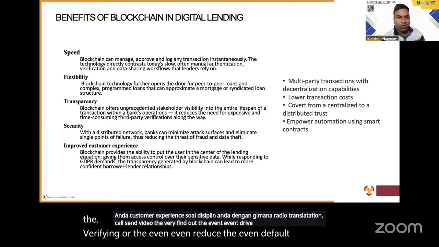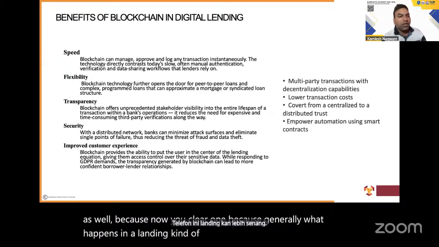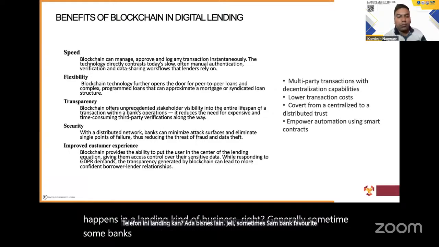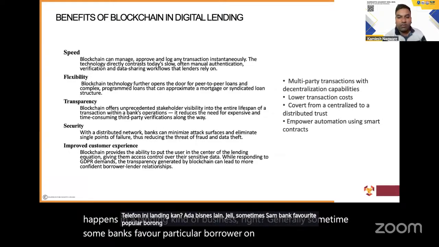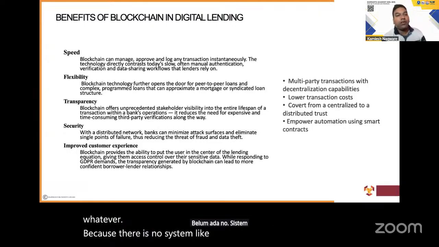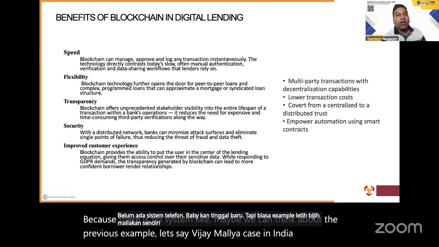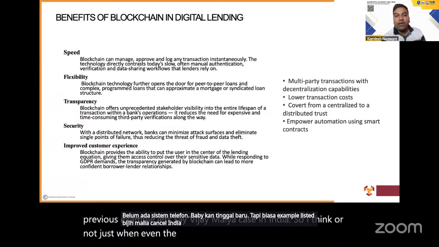It can reduce the defaulter rate as well, because generally what happens in a lending kind of business, right? Sometimes some banks favor a particular borrower based on their relationship or whatever, because there is no system. Maybe we can think about the previous example, let's say the Vijay Mallya case in India. Not just that, even duplicate financing as well.